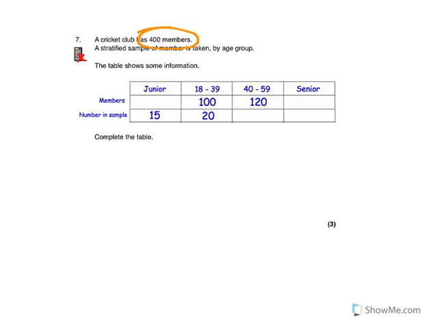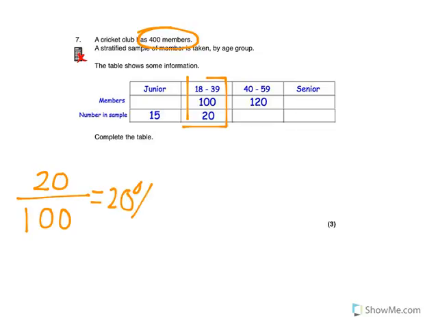So what we need to figure out then is we have all the information we need for this 18 to 39, okay? That's just the age of the group. So a sample of 20 students was taken out of the 100 students in total. So the first thing I need to know is, what percentage was actually taken? So what is 20 out of 100 as a percentage? Well, that's nice and straightforward, it's 20%, isn't it? So the sample that we're taking is actually 20% of the original amount.